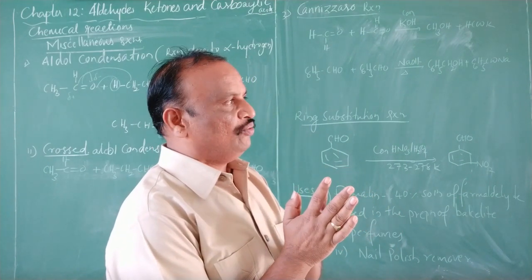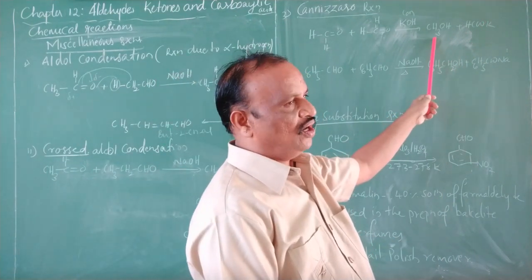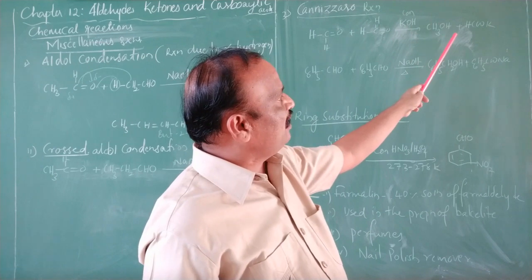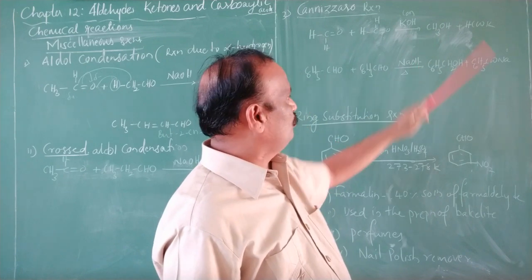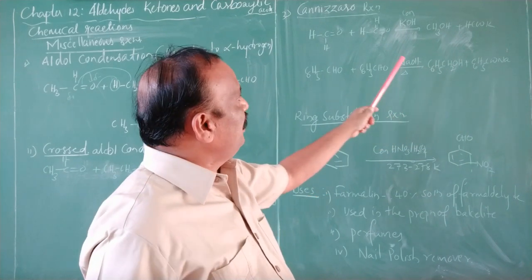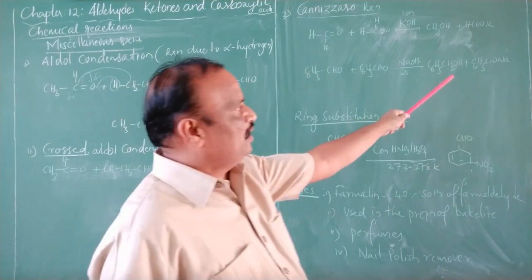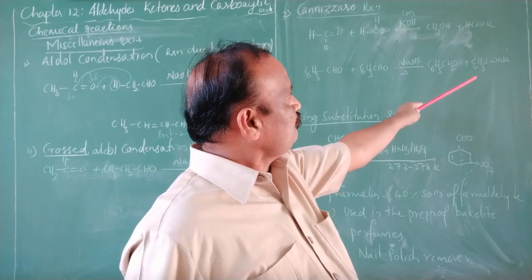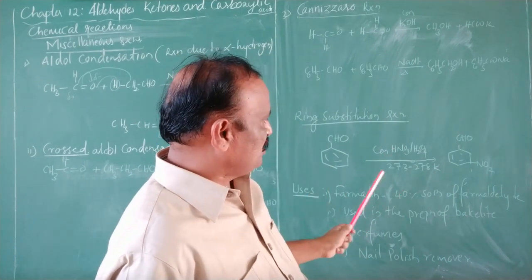During this process, 2 moles undergo what we call disproportionation. The salt of an acid and an alcohol you are going to get here. Both oxidation and reduction take place to give this. In the same way, when 2 moles of benzaldehyde undergo the Cannizzaro reaction in the presence of strong NaOH or strong KOH, you will get an alcohol and the sodium or potassium salt of an acid. That's how the Cannizzaro reaction works. Then, ring substitution reaction: it also gives ring substitution.